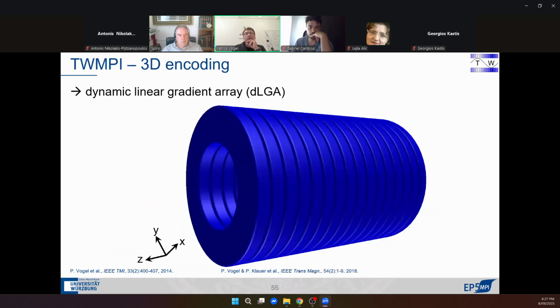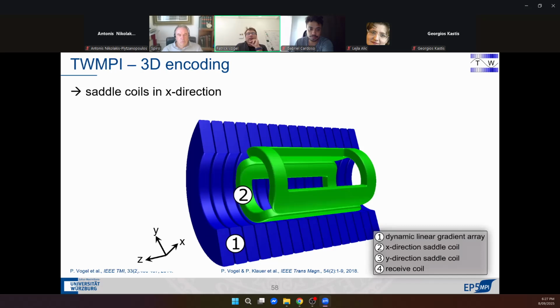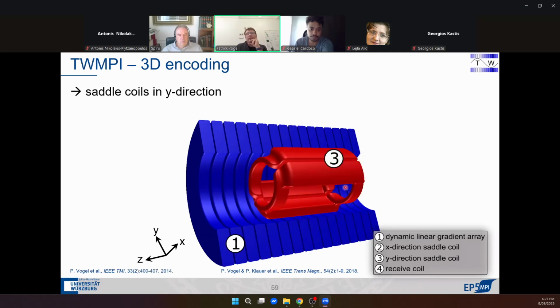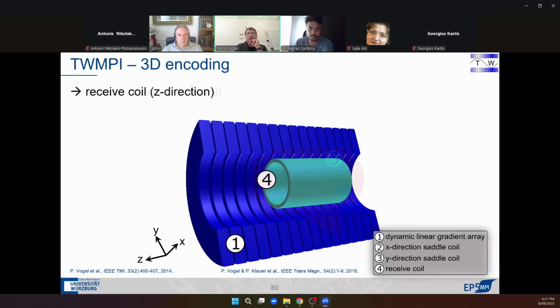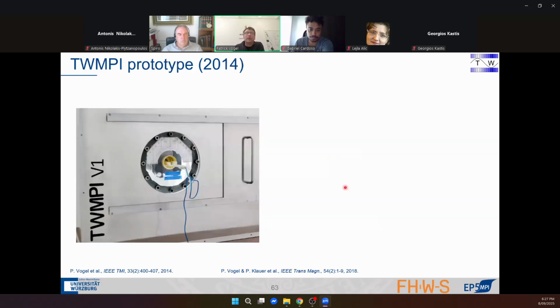But we want more. We want to go to 3D. So here's the same in 3D. We open up this system, and the main system generates the magnetic fields in the Z direction. And we will add a saddle coil system for the X direction, another saddle coil system for the Y direction, and of course the receive coil. By adding these saddle coils, we are able to move and displace the field-free points in different directions. And so the idea is then to cover the entire field of view step by step or point by point.